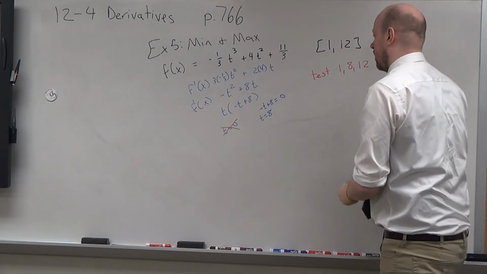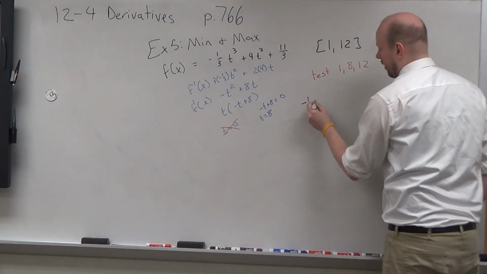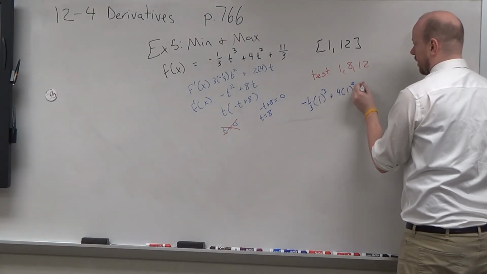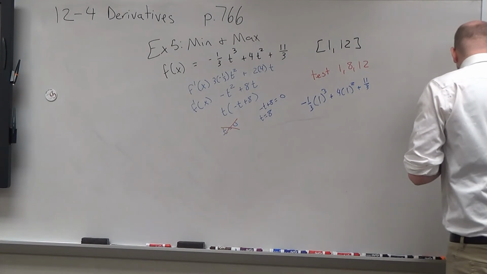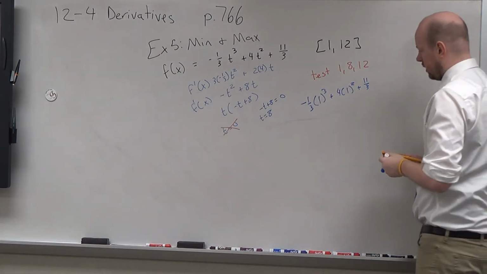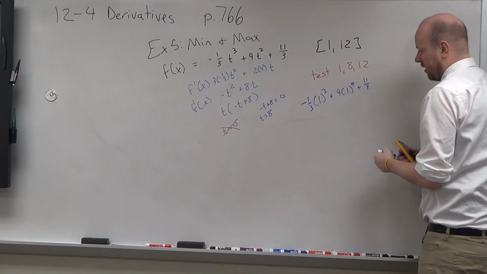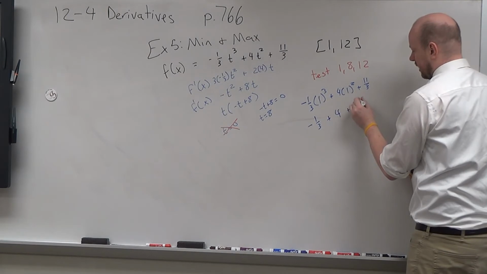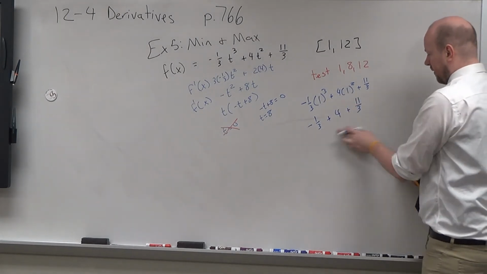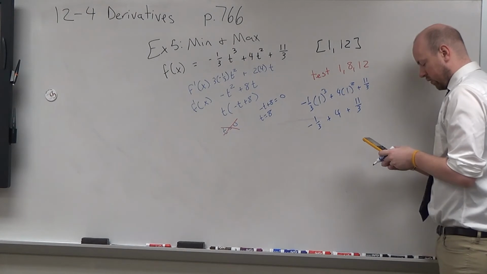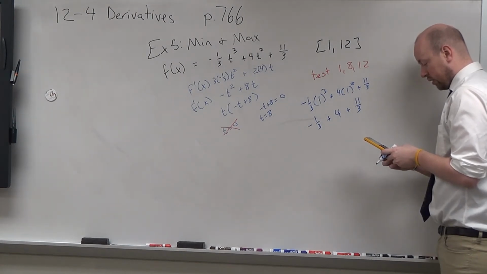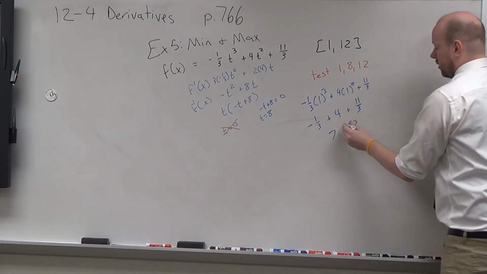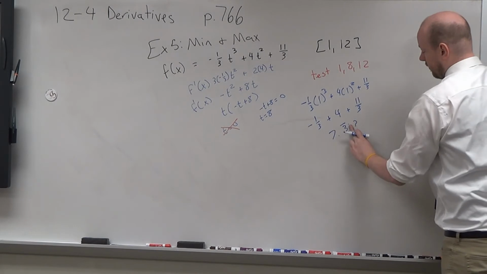So I get, let's see, negative 1/3 times 1 cubed, plus 4 times 1 squared, plus 11 over 3. Well, 1 cubed is 1 times negative 1/3, so I get negative 1/3, plus 4, plus 11 over 3. So I would get 4 plus 10 over 3. Well, 10 over 3 plus 4 would be 7.333 repeating, so 7 1/3. Okay.